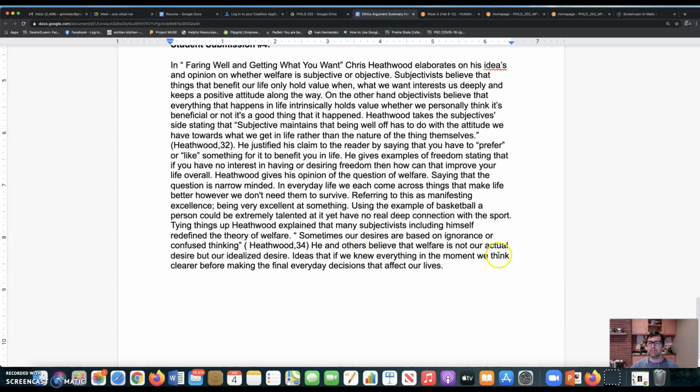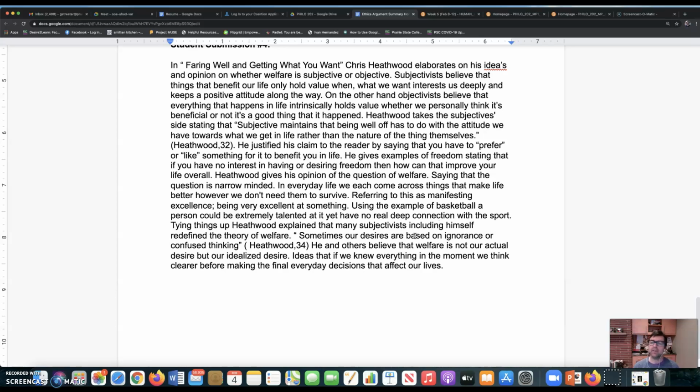The student writes, he and others believe that welfare is not our actual desire, but our idealized desire. Well, actually, this is a little bit of a misreading, and this came out in one of the quiz questions. Heathwood considers an idealized desire theory. The idealized desire theory is the view that one's welfare consists in the satisfaction of desires that are based on full information, the desires for things that we would want if we were in a fully rational, fully informed state of mind. That makes subjectivism about welfare seem like a more attractive view, if we idealize the desires, but Heathwood rejects that.